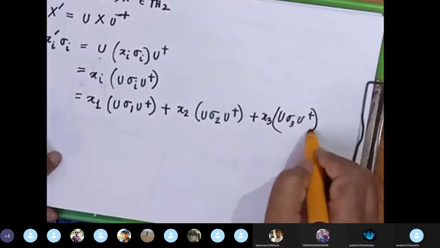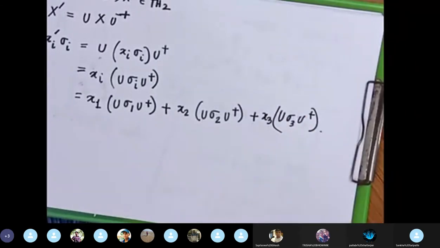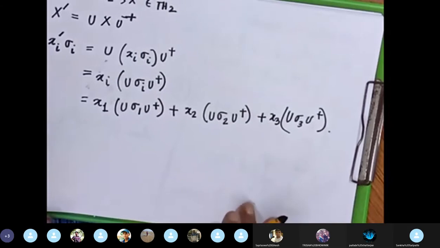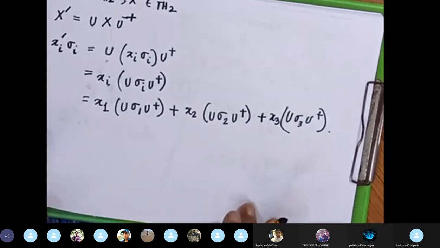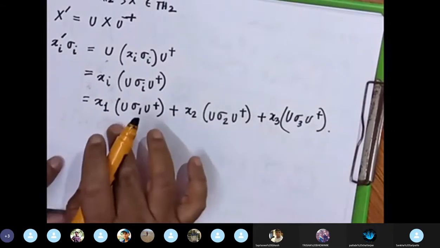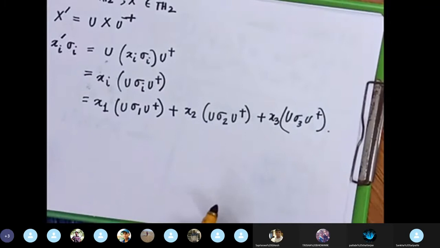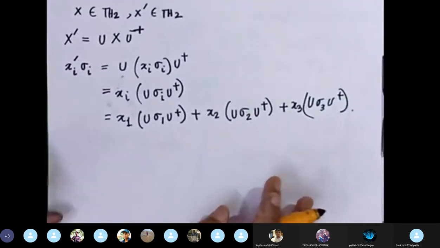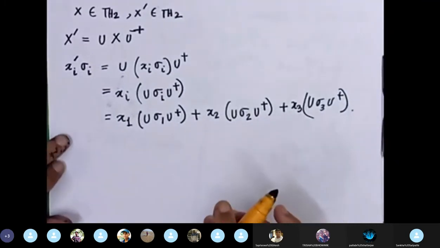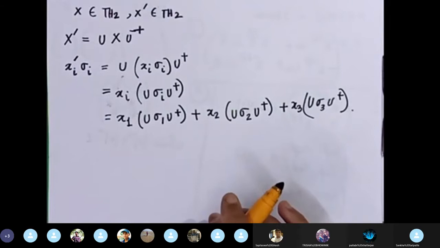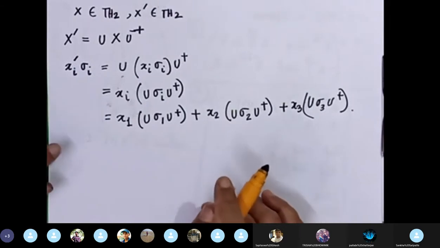Expanding it. Okay. So let's calculate one object, so that you can follow later and write down the other expressions directly. We will not calculate them, you can calculate them.